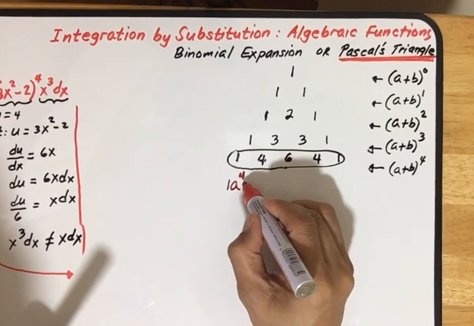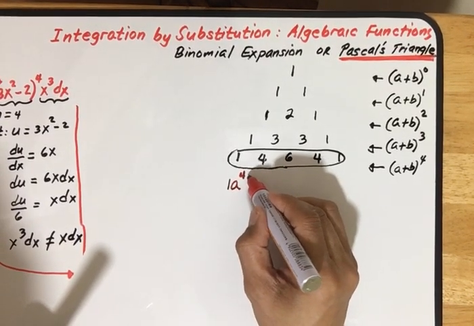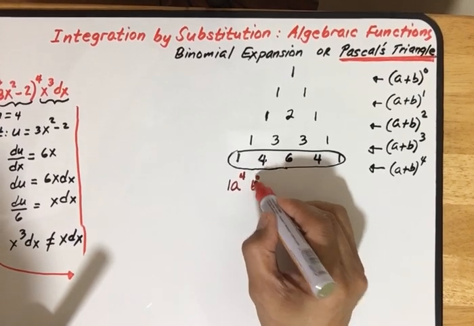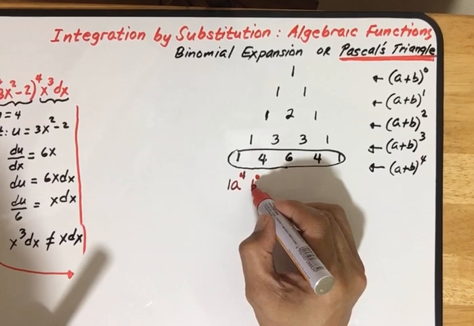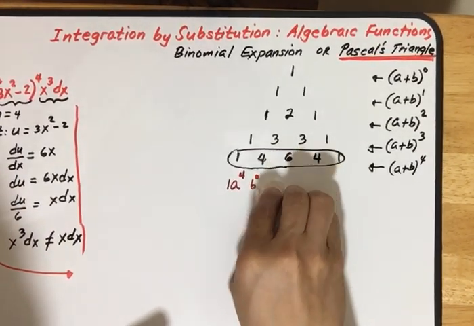Then you have supposedly B here, but the power of B is equal to 0. So supposedly you have B to the power 0 there, but any number or any expression raised to power 0 is equal to 1. So no need to write that one, from the binomial expansion theorem.